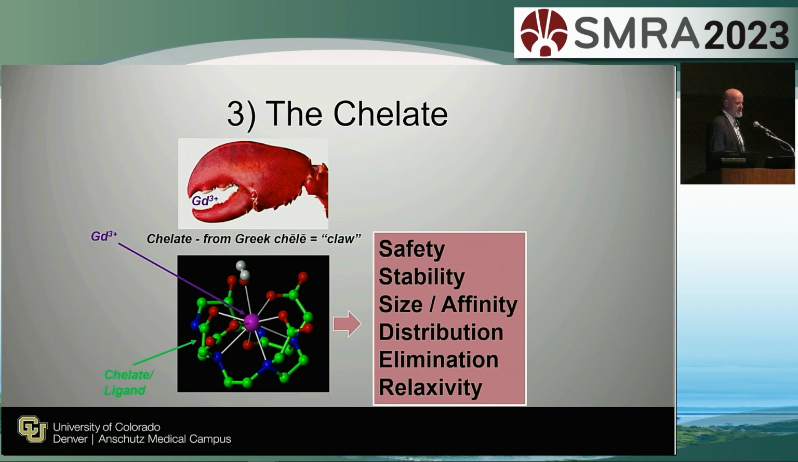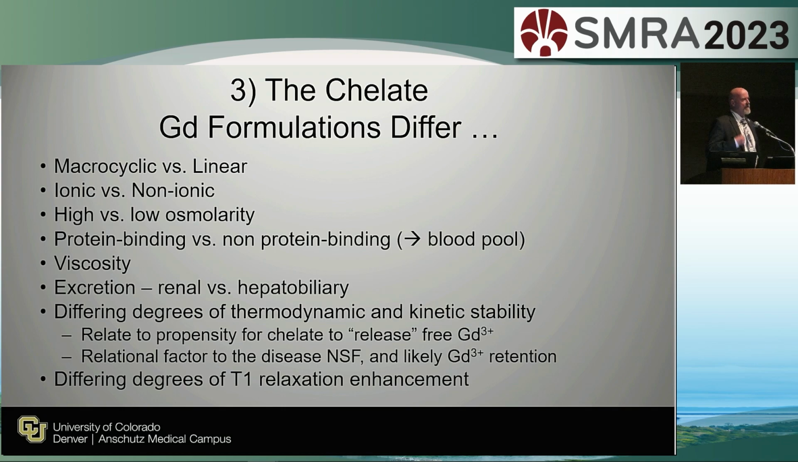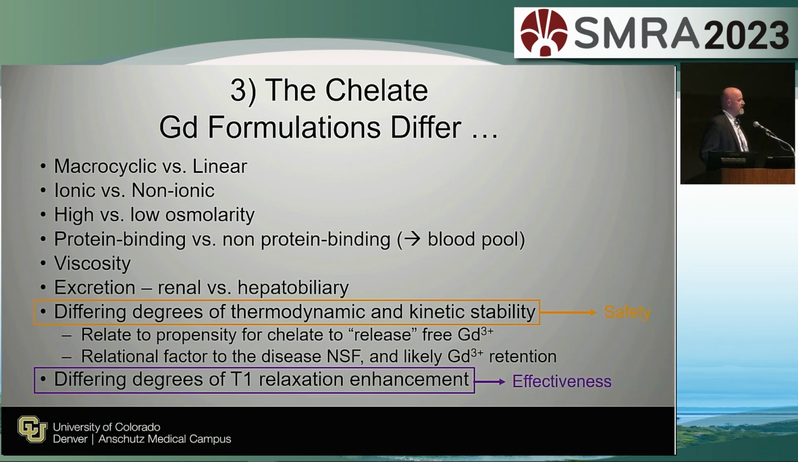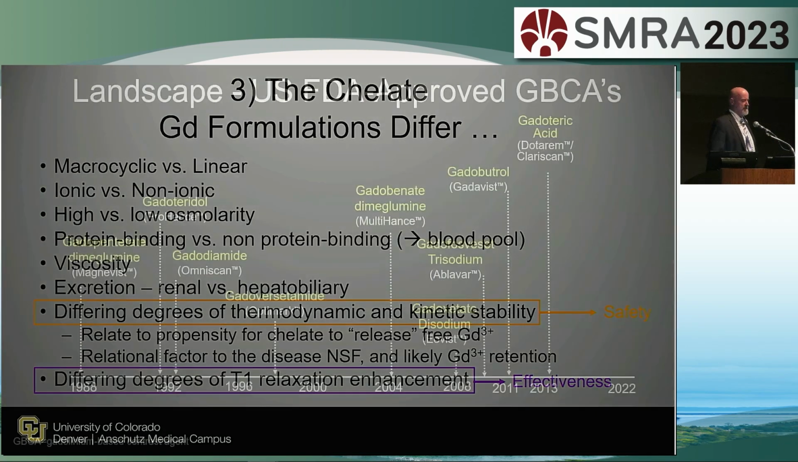Of course, relaxivity is very important. Now, the different gadolinium formulations all have different chelates, and that's how they differ. And I've written up here some of the primary ways they do differ, macrocyclic versus linear, et cetera. A couple I'll focus on are thermodynamic and kinetic stability, which really relates to the safety of the agent, and then differing degrees of T1 relaxation enhancement, which is, of course, what we're looking for out of these contrast agents.